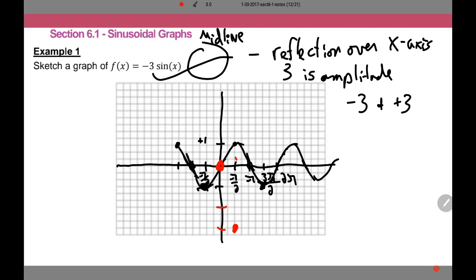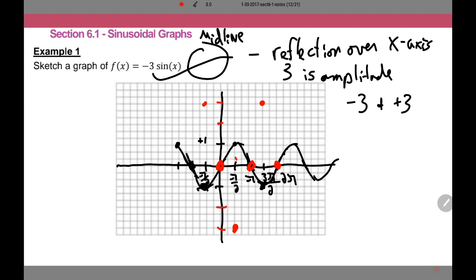Then my pi is at 0, it's gonna stay at 0. My 3 pi over 2 is at -1, it's gonna now be at +3, because then I come back down to 0, and then so on and so forth. So I'm doing the opposite of what my original sine was.